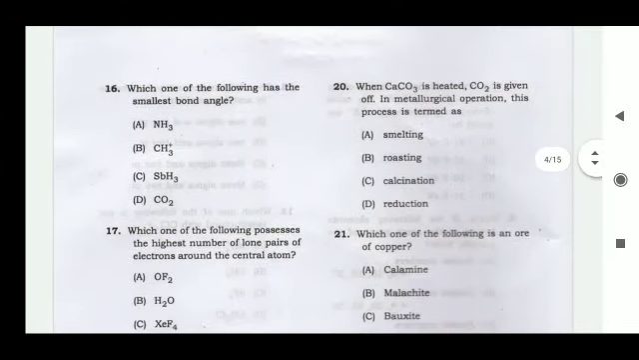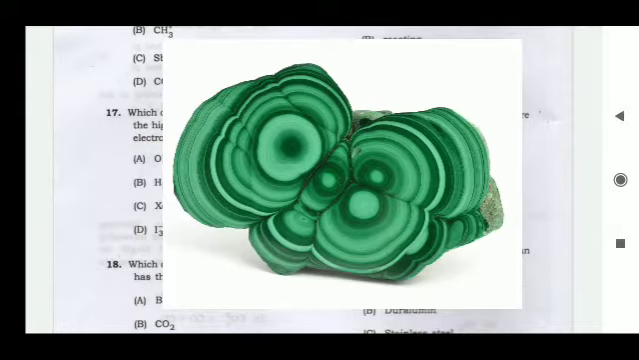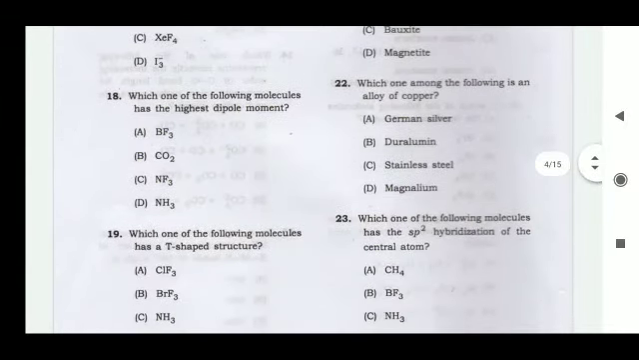Next question, question number 20, when CaCO3 is heated, CO2 is given off. In metallurgical operation, this process is termed as calcination. So option C is correct. Next question, which one of the following is an ore of copper? So malachite is a well-known ore of copper. The option B is correct. Next question, which one among the following is an alloy of copper? So here the option is A, German silver.